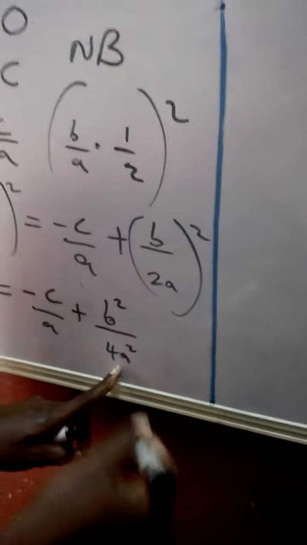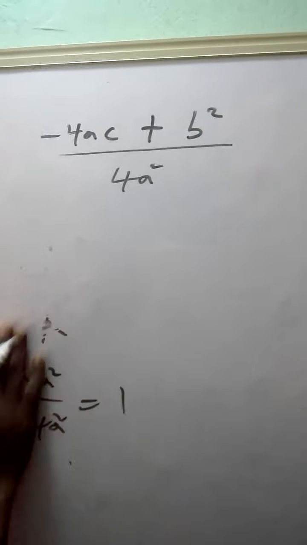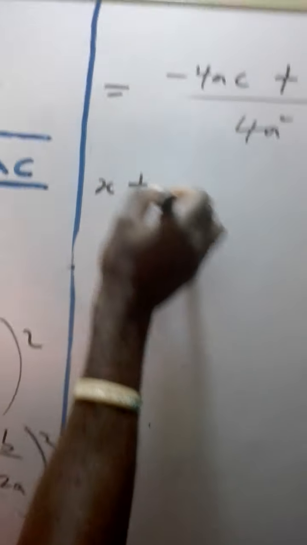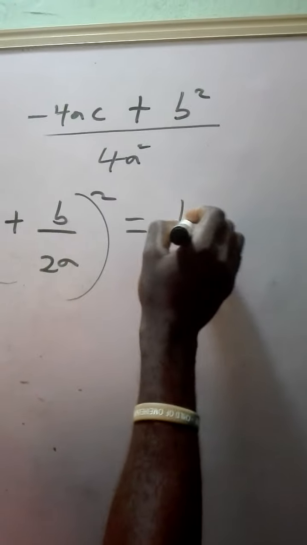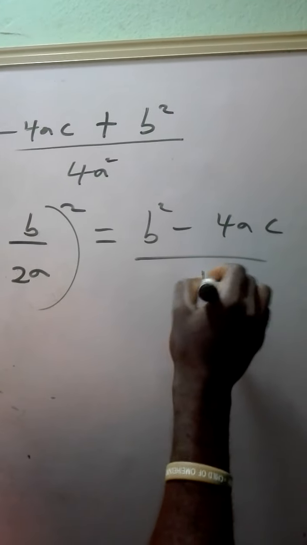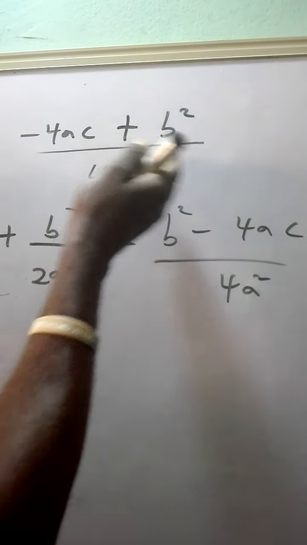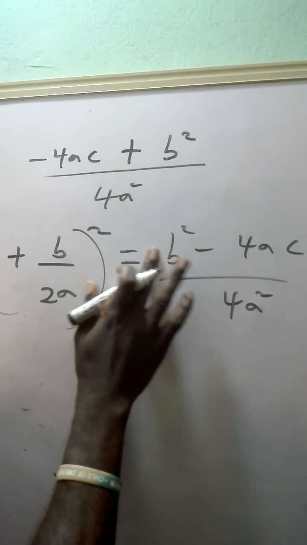Plus, then at the same time, 4a squared over 4a squared will give you 1. So 1 times b squared, b squared. That's what you have. So remember here, you now have x plus b over 2a, all squared, equals b squared minus 4ac over 4a squared. This is minus, it has power, so you can transfer it. When you arrange it, it's the same thing. In order of convention, we remove the plus.